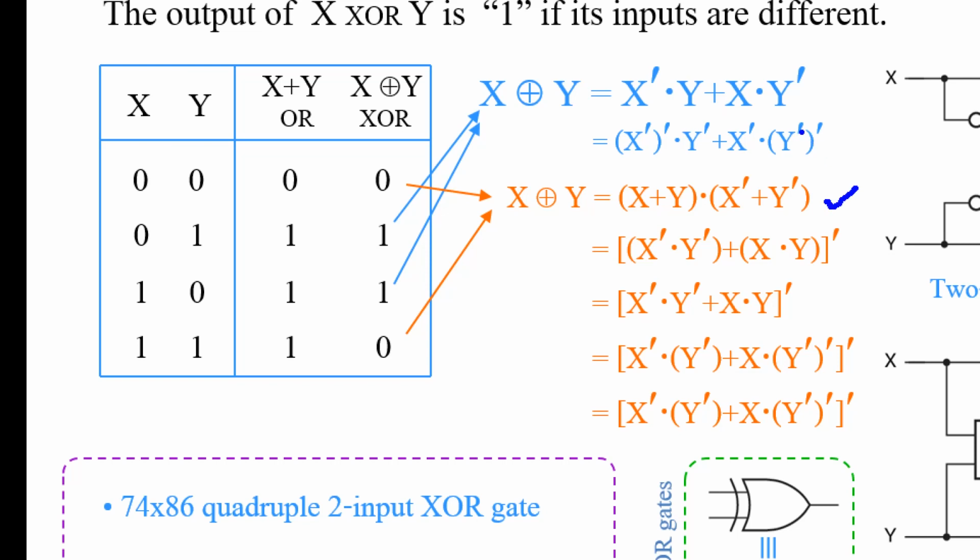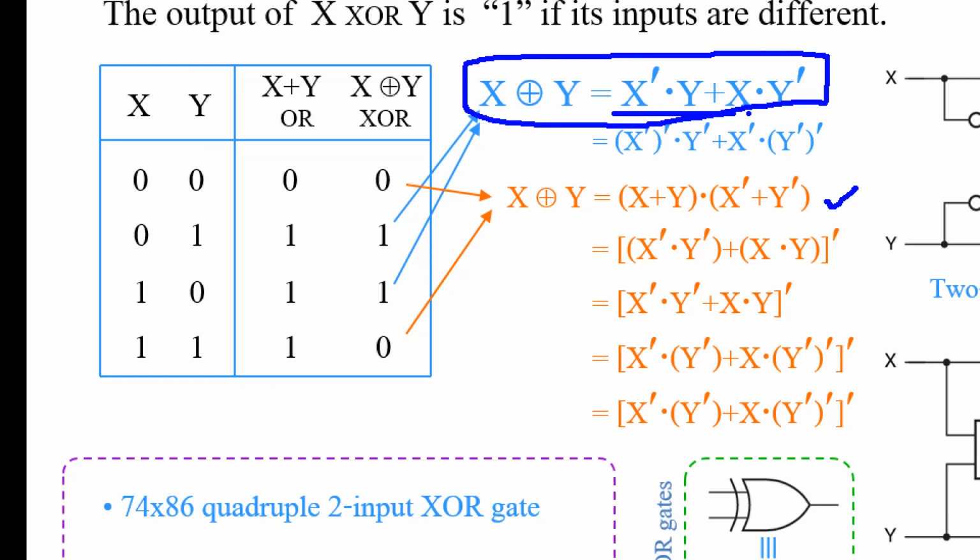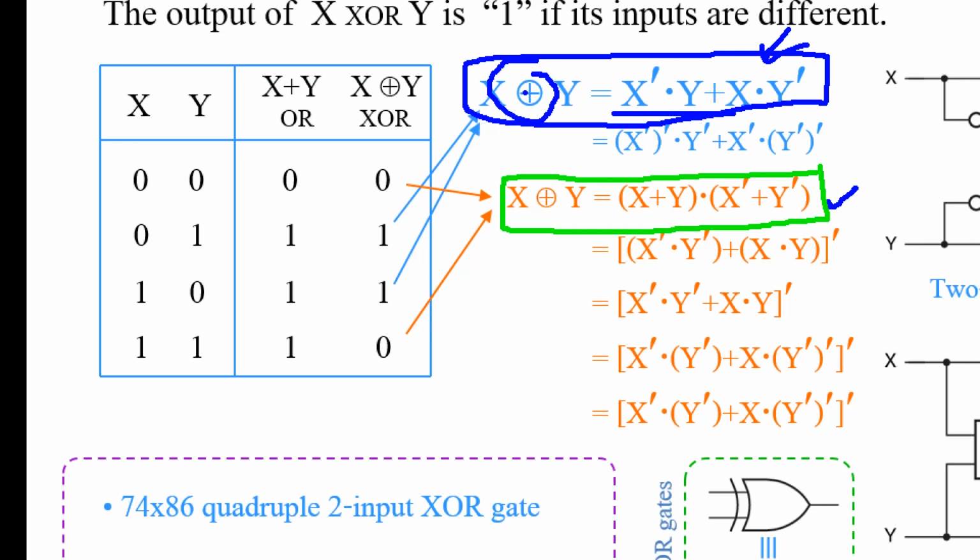So you please remember this one. And if possible, please remember this one also. It's often used, okay, to arrange or convert sum of product form to XOR. Simple. And for this one, product of sum to XOR symbol.